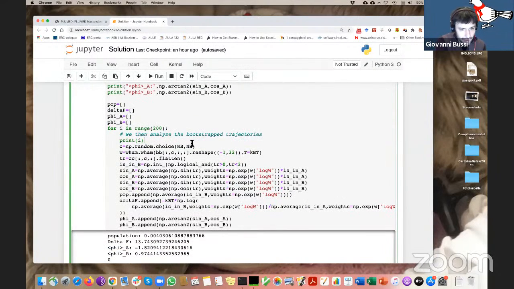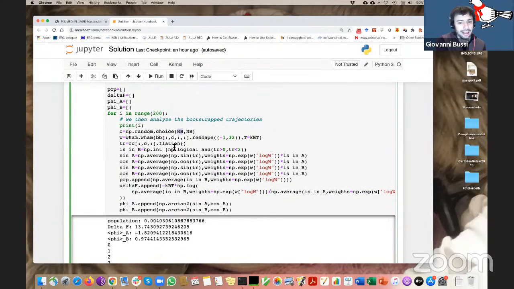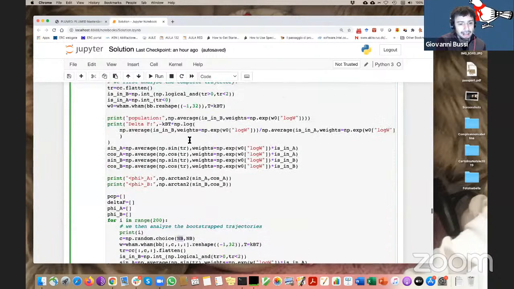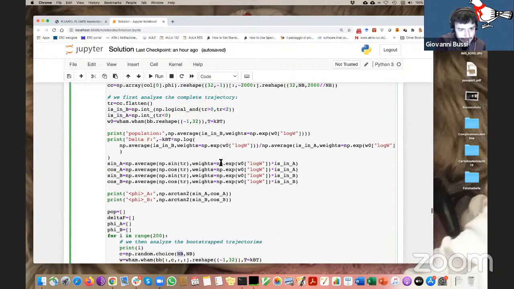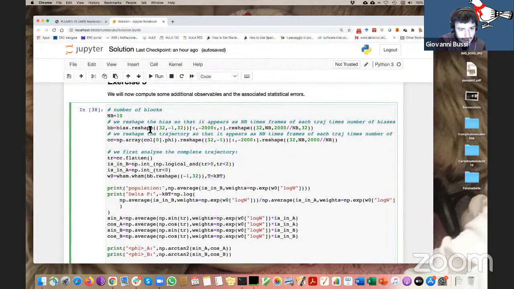So let's see what this is doing. I have 10 blocks. I take my trajectory and I reshape it. Let's see how. First, you see here, I'm reshaping it so that as the first index I have my 32 trajectories. The second index is the number of blocks. And the third index is the frame in each block.